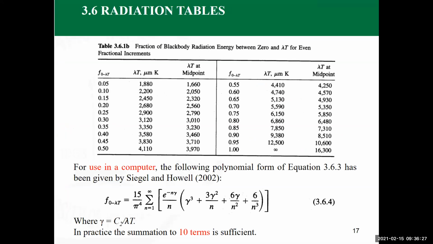This ratio F from 0 to lambda T has been given by that equation. And he said for this summation that we have here, it's enough to take the first 10, from N equal to 1 to N equal to 10. This is accurate enough. You don't need to go for more terms above N equal to 10. So from N equal 1 to 10 is good enough. You can put that in a loop in your computer program, and then you can calculate the values that are going to be stored in a table.